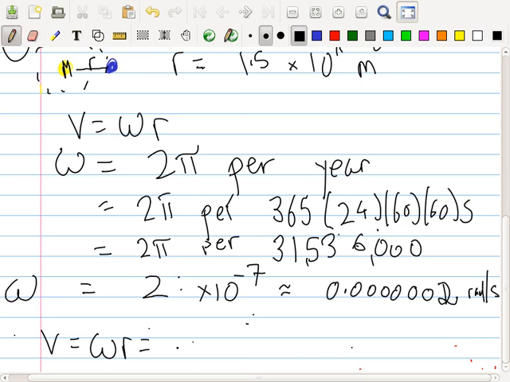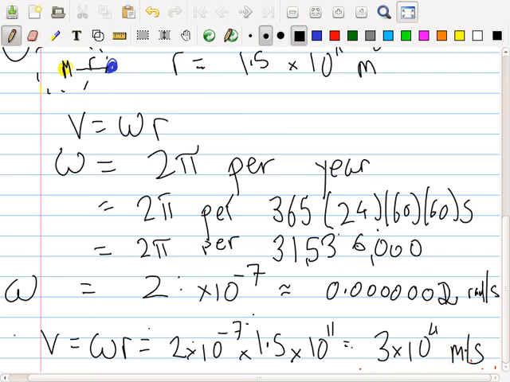Omega r, which is 2 times 10 to the minus 7 times r, which is 1.5 times 10 to the 11, which equals 3 times 10 to the 4. This is meters per second. Are you asking about the 1.9 times 10 to the minus 7? That's fine. I was being a little lazy and rounded it off to 2, but I'm pretty sure they want it like this at the back.